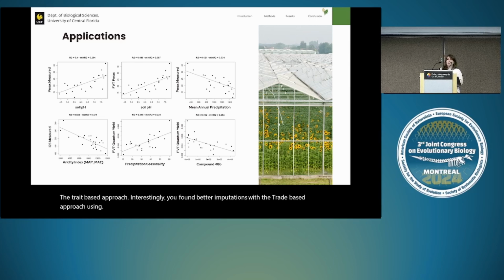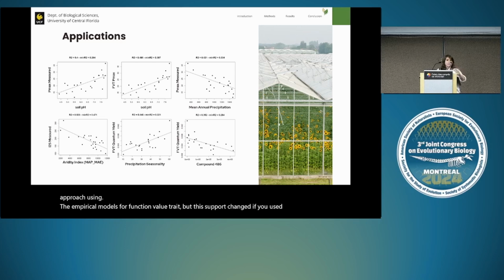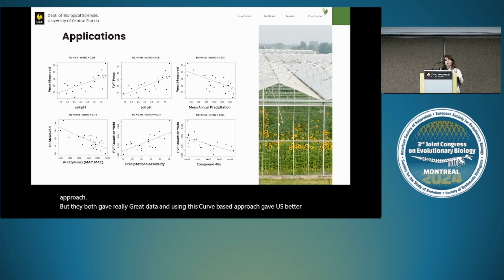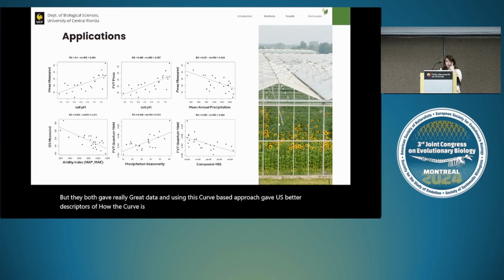Interestingly, you found better imputations with the trait-based approach using the empirical models for function valued trait, but this support changed if you used the mechanistic models. The mechanistic models tended to work better with the curve-based approach, but they both gave really great data, and using this curve-based approach gave us better descriptors of how the curve is actually functioning across light intensities.